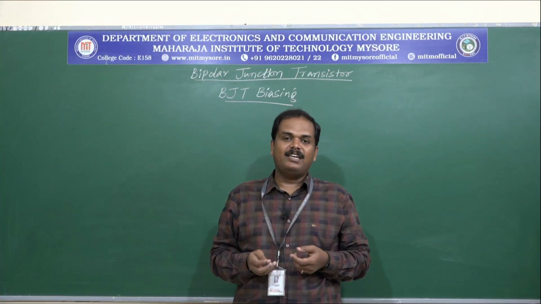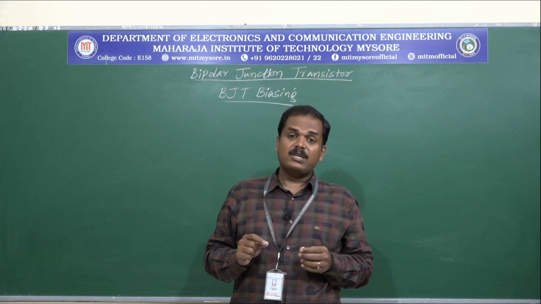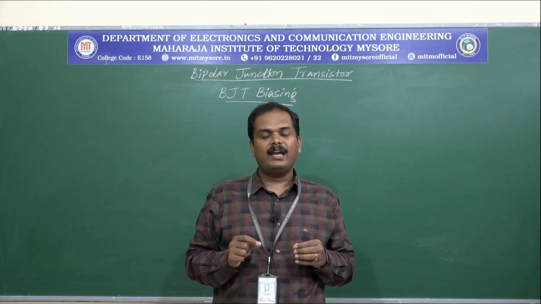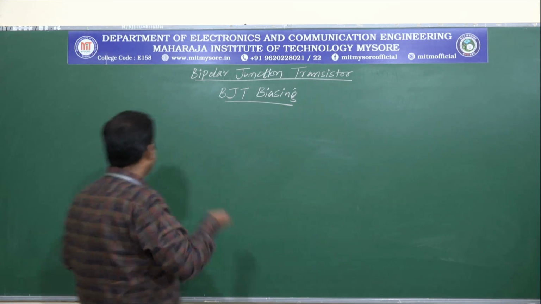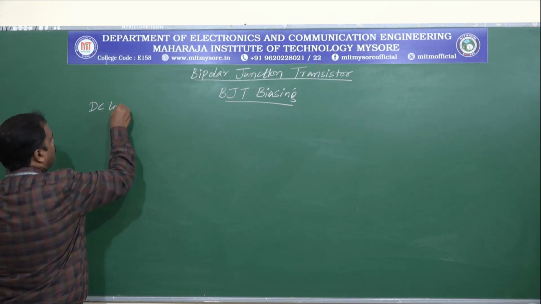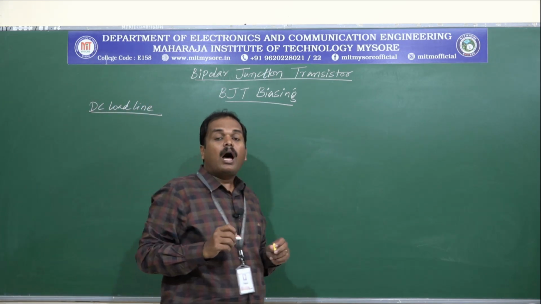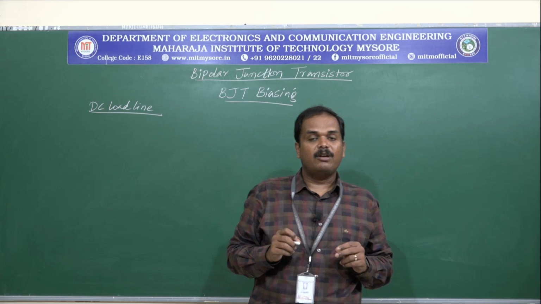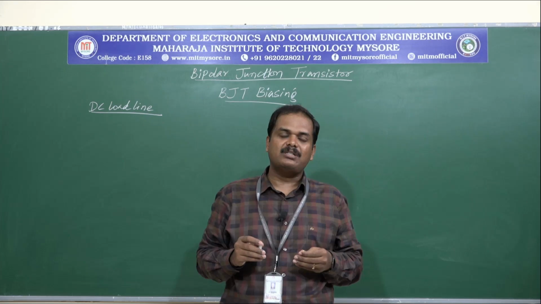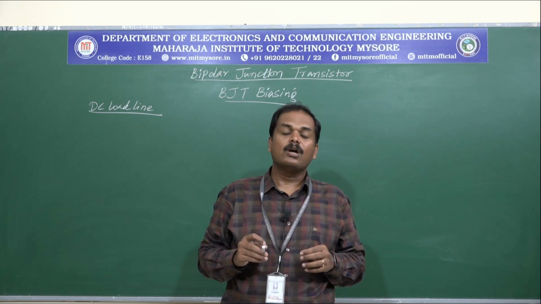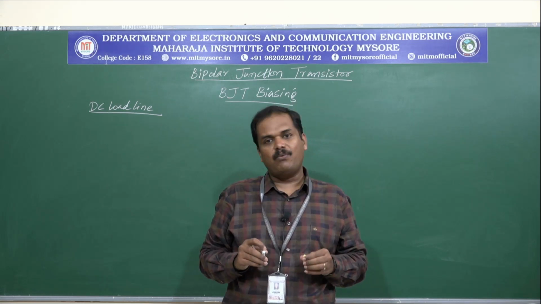Now let us understand the biasing of BJT. Here we'll know what is the DC load line, how to draw the DC load line, and what information this DC load line conveys. So first thing is the DC load line. The DC load line is a straight line drawn across the output characteristics of a BJT that would convey all the possible DC conditions that exist for the circuit for the given resistance values and the supply voltage values.